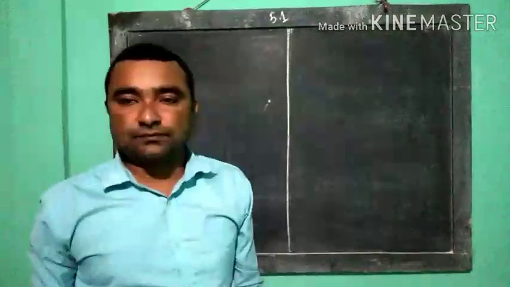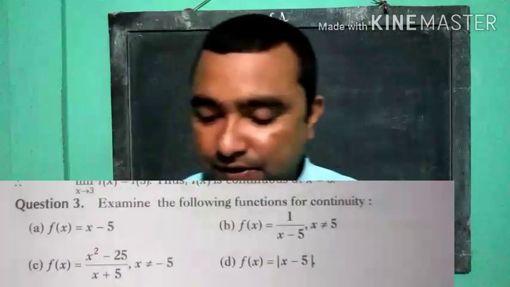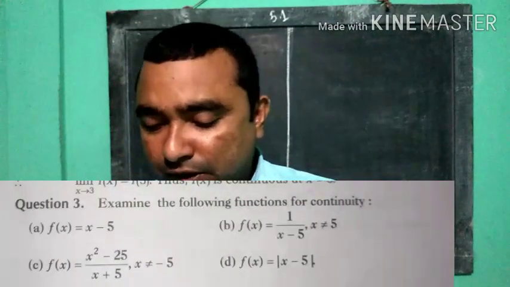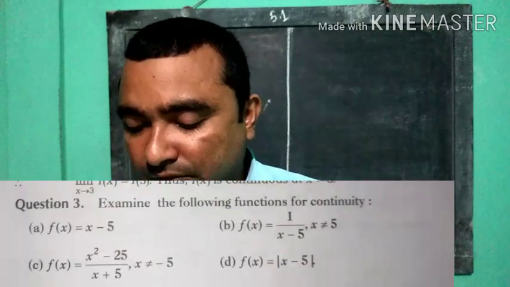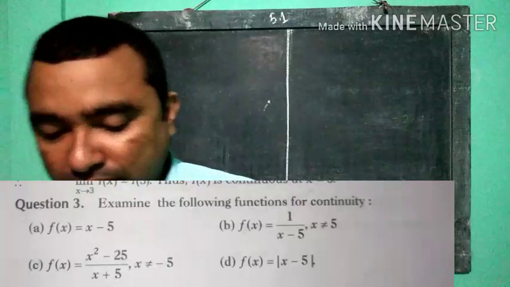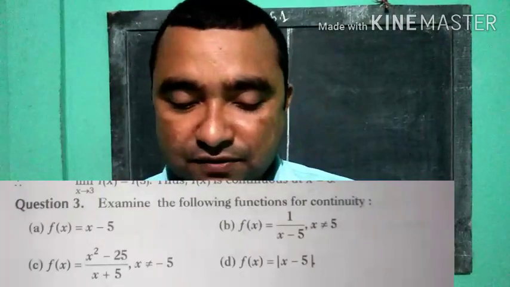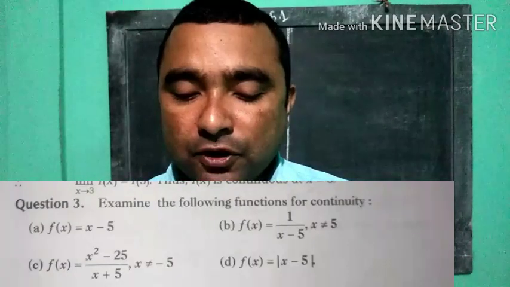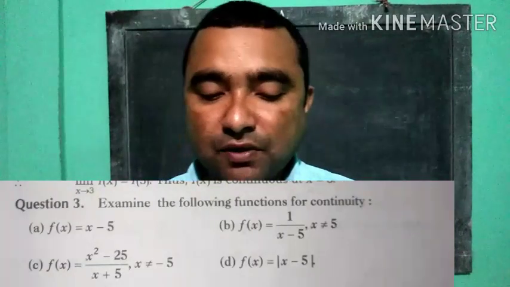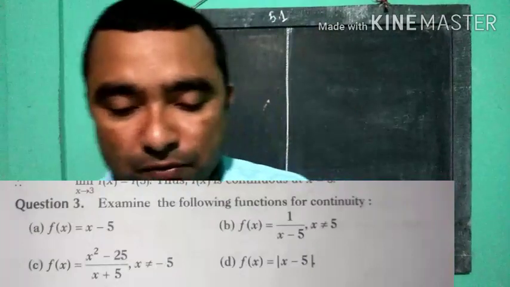Okay, now we are going to solve question number 3. So many questions are given here. Examine the following functions for continuity. Part a, f(x) equal to x − 5. It is a polynomial function.